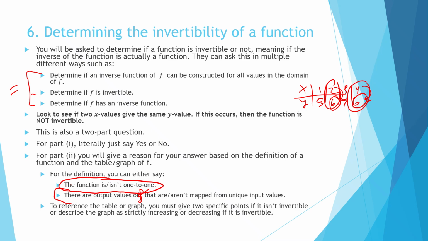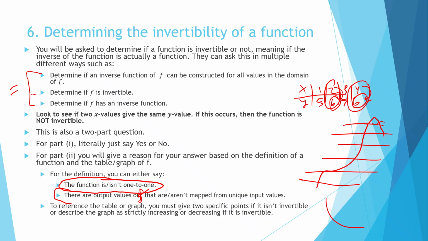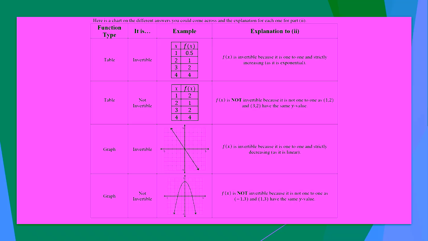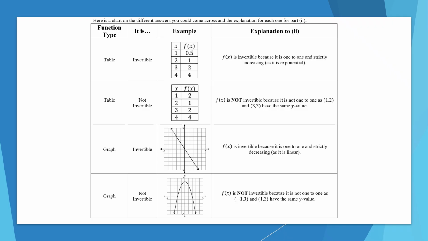So if it is not invertible, you will have to give specific points that break that rule, the horizontal line test. And if it is invertible, you have to state whether it is strictly increasing or strictly decreasing, right? Because if a function is strictly increasing and it only goes up, there's no point where it's going to circle back and break that horizontal line test. Same thing if it's strictly decreasing. All right, so here's a chart with the different answers that you can come across. So let's take a look at some of these.